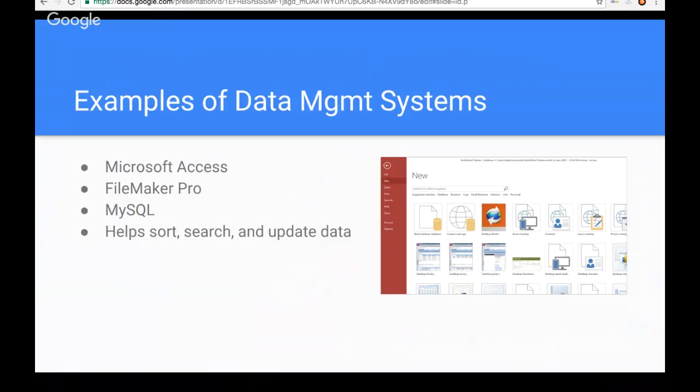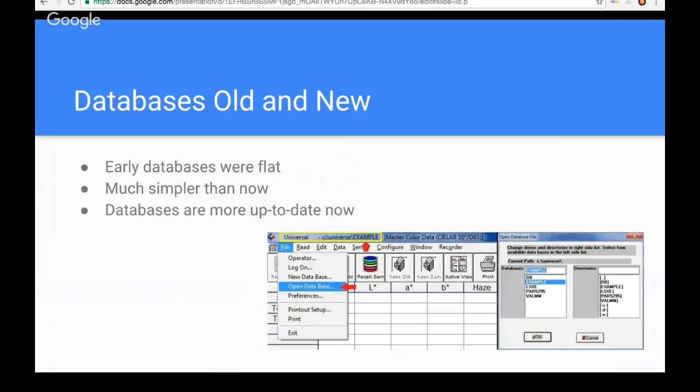So then there are a few notable examples of database management systems. These include Microsoft Access, FileMaker Pro, and MySQL, and these all help sort, research, and update data. This on the right is an example of Microsoft Access. Microsoft Access is one of the biggest database management systems. You can do so much with it. You can contain so much information, and it allows you to do so many things with whatever information you possess.